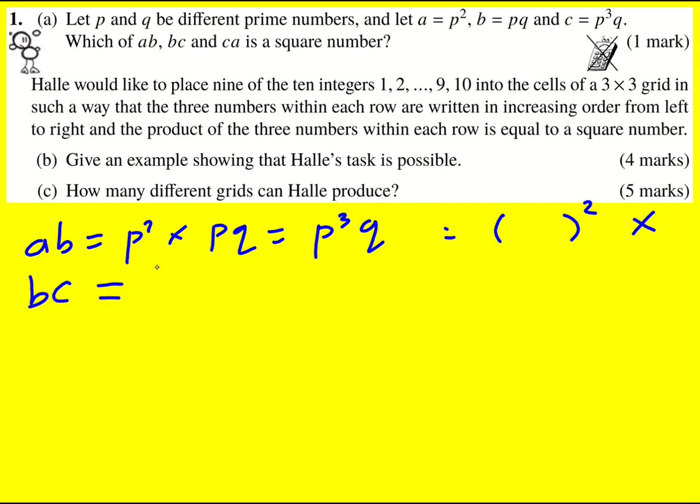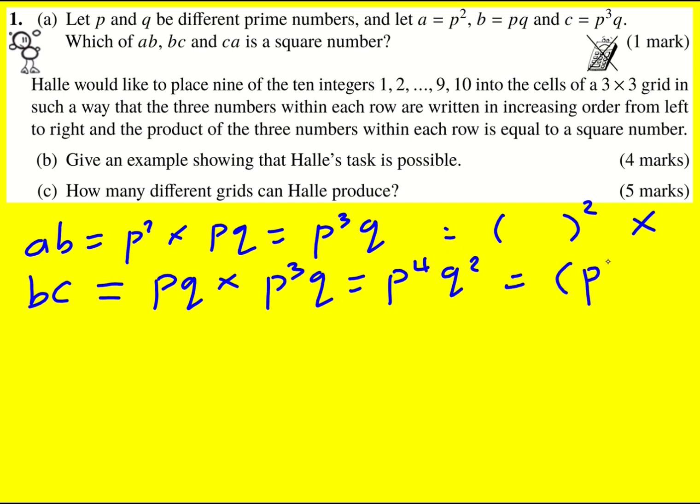Let's take a look at BC. So for BC, I've got PQ times P cubed Q, which is P to the 4 Q squared. These are even powers, so I could write it as P squared Q all squared. BC is prime. Sorry, not prime, is a square number.